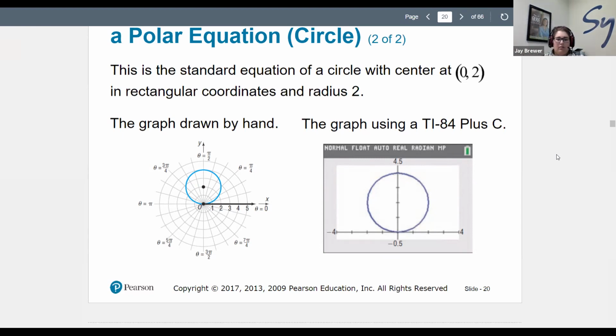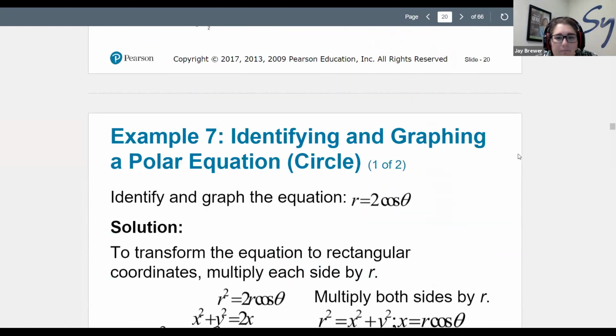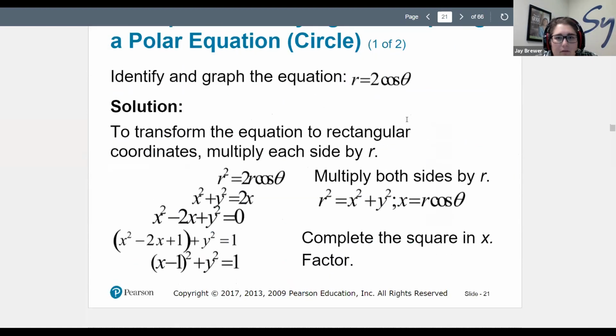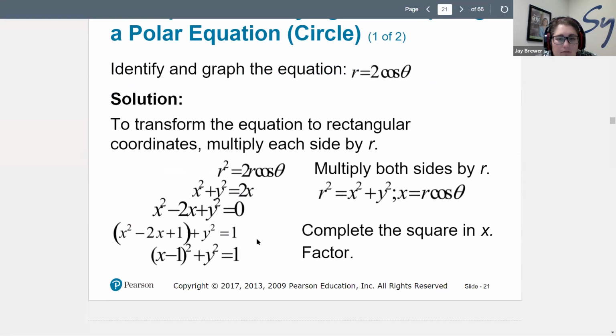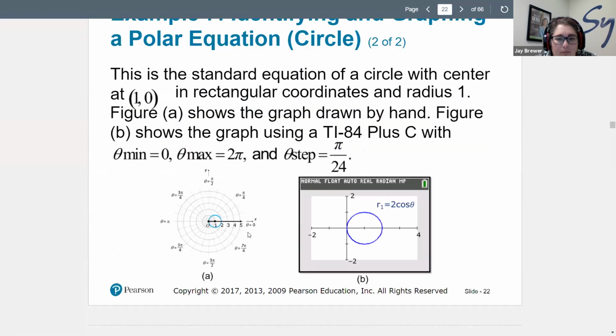Okay. All right, the next one deals with cosine theta. So pretty similar problem. They just multiply both sides by r. They replaced r cosine theta with x. They went through and solved it. Here they remembered their little squared. It's another circle, either by hand or on the calculator. Any questions on those examples?